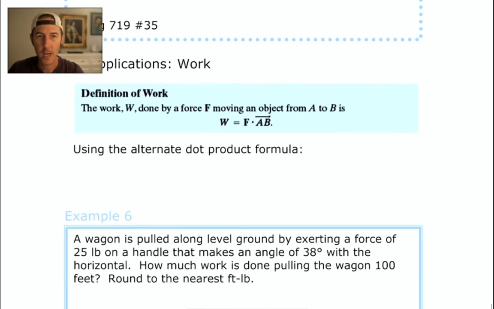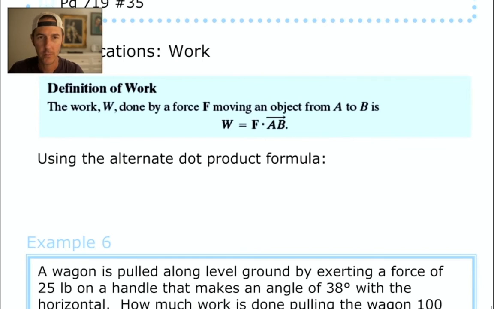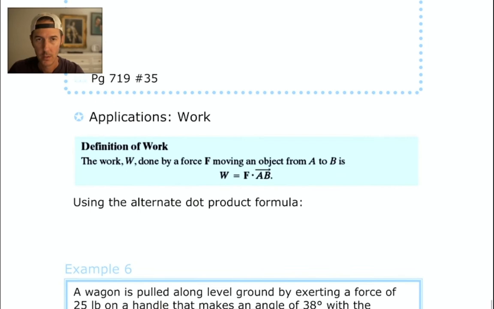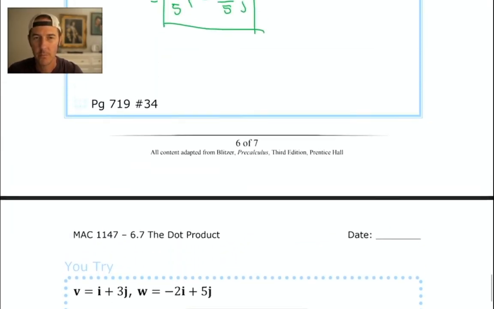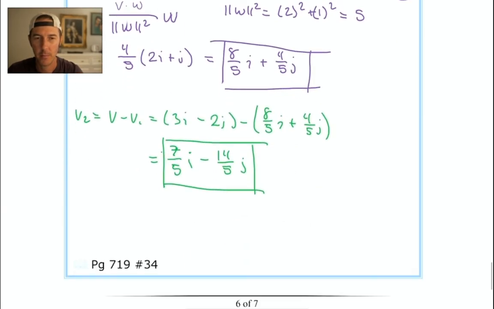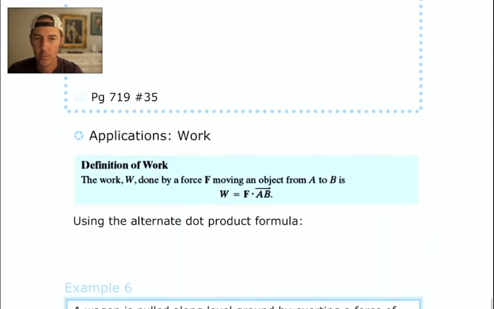The final little subtopic is this one titled work. Work is equal to force times distance. So F is representing force, and AB with the arrow over it there is referring to distance. Using the alternate dot product formula, which, what was the alternate dot product formula? Was that mag V, mag W, cosine theta? Yeah, that must have been.